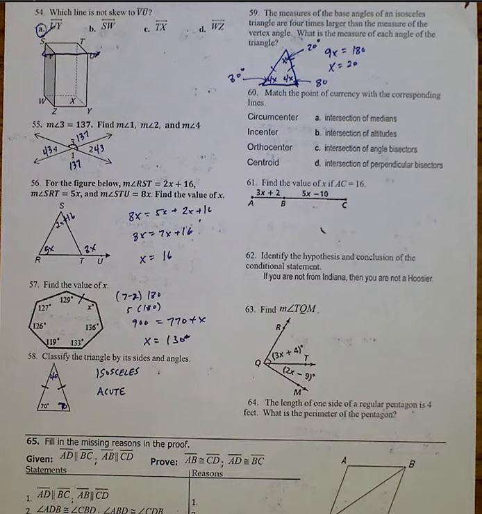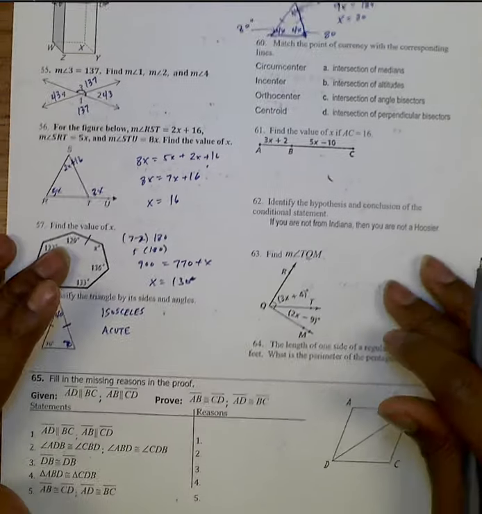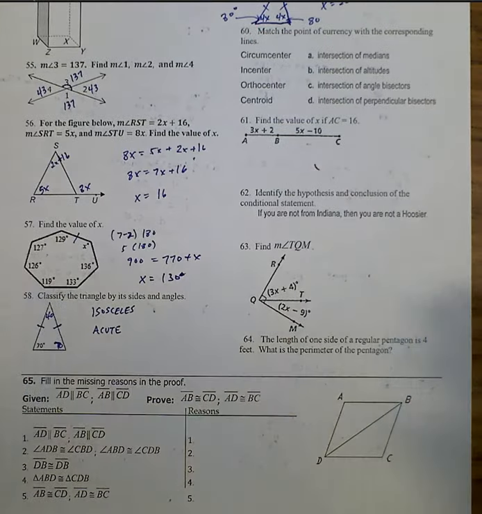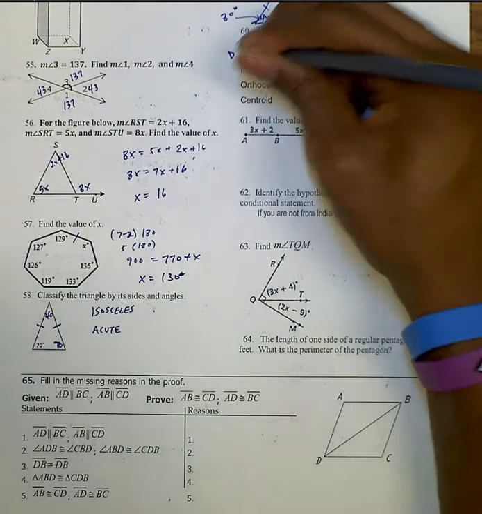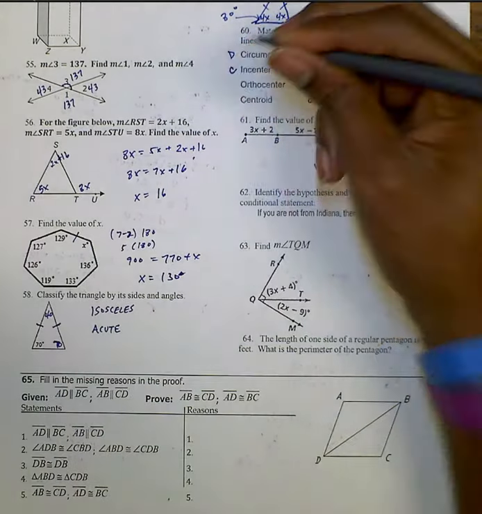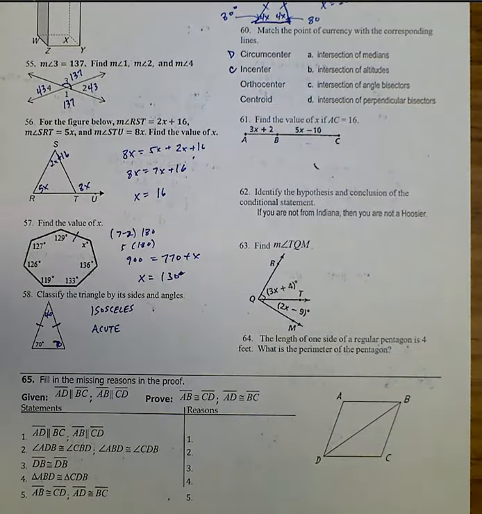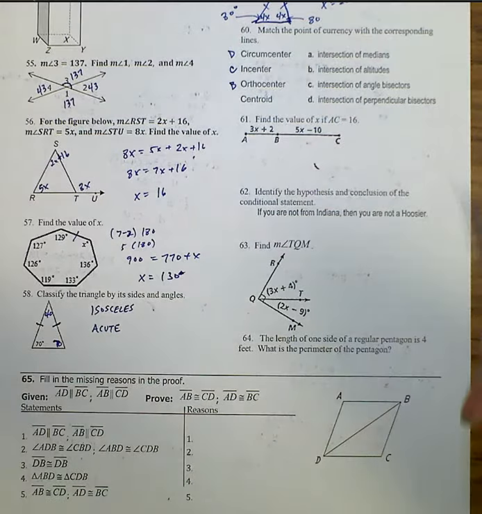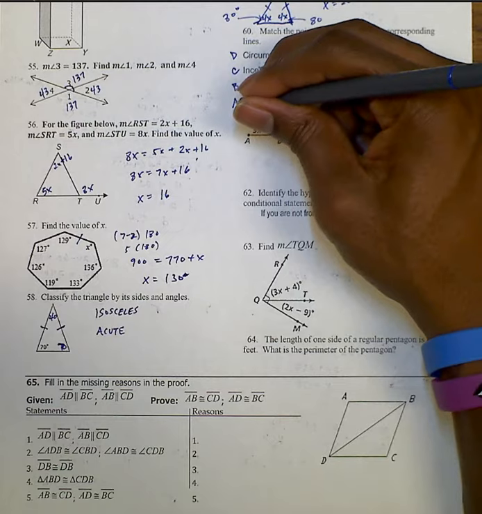Number 60 says match the point of concurrency with the corresponding lines. The circumcenter is made up of the perpendicular bisectors, so that's D. The incenter is made up of the angle bisectors, that's C. The orthocenter is made up of the altitudes, that's B. And the centroid is made up of the medians, that's A.